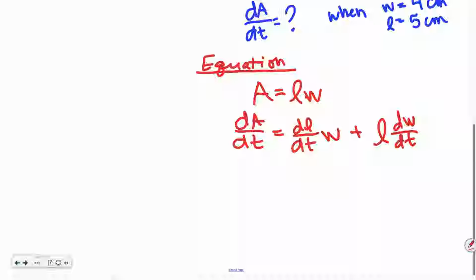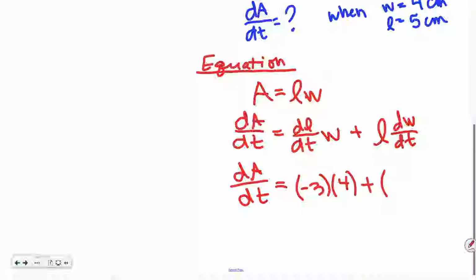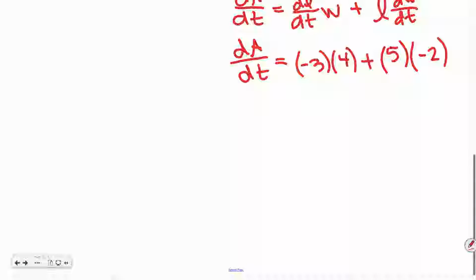Now, we want to find dA/dt. We know dL/dt was -3. We know that we're looking at the rectangle when the width is 4, when the length is 5, and dW/dt was -2. Okay, so what does that give us? -22.